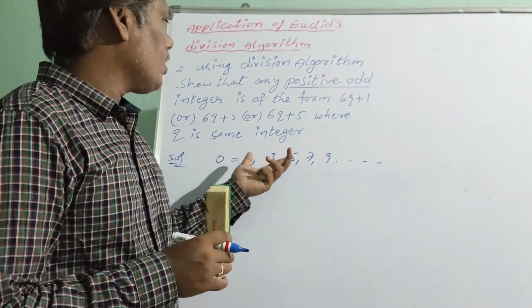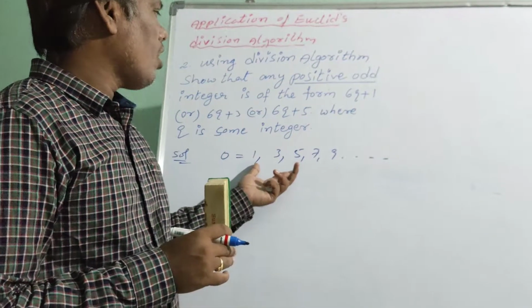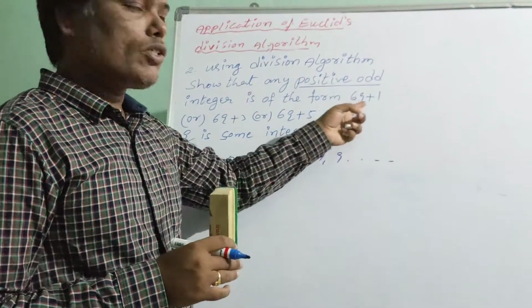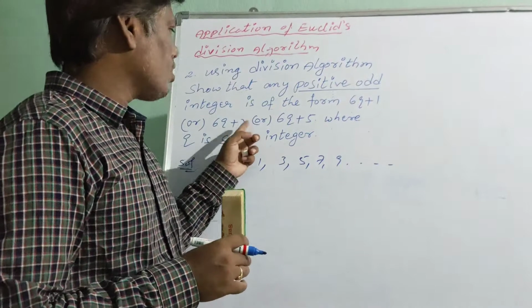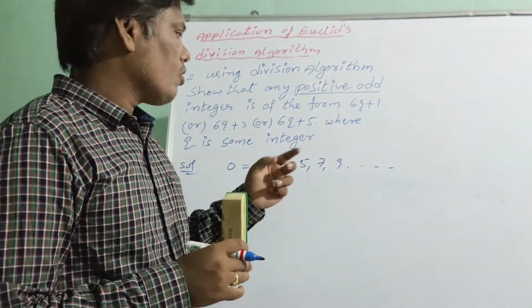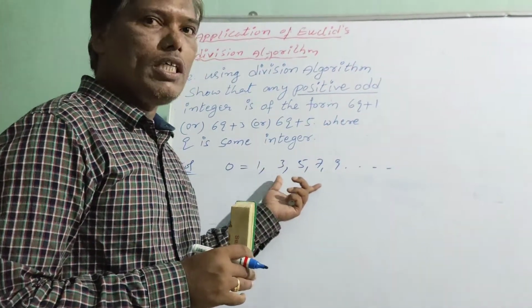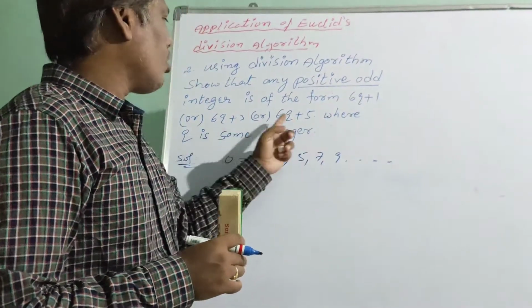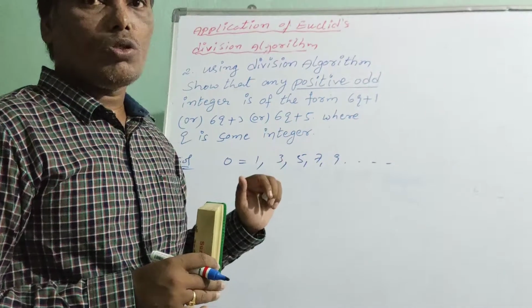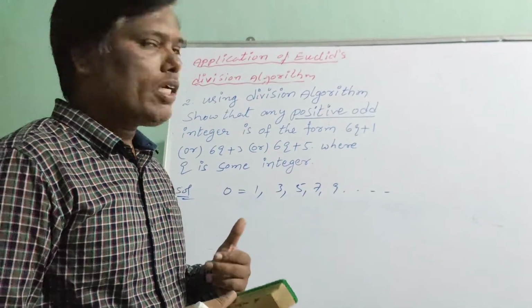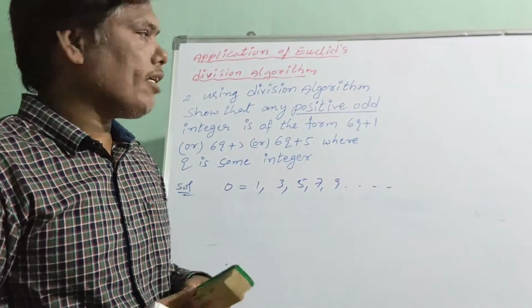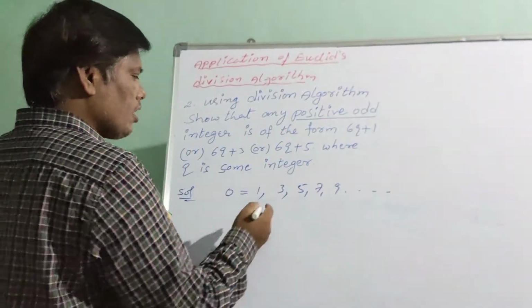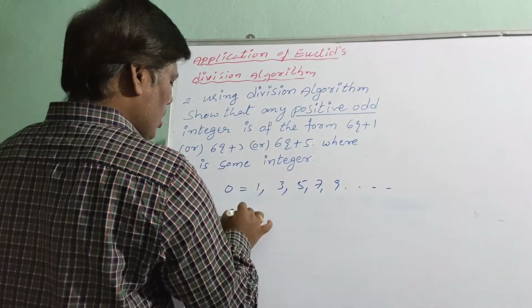So we have to show that these positive odd integers are either of the form 6q plus 1 or 6q plus 3 or 6q plus 5. Definitely, if it is a positive odd integer, then it must have one of these three forms. We can verify this statement, check whether it is true or false, by taking some examples. Let us take one.